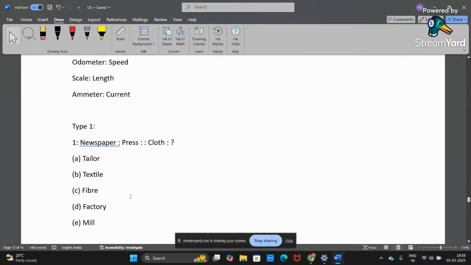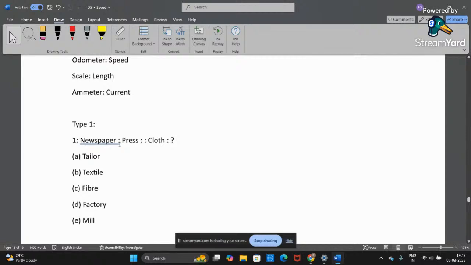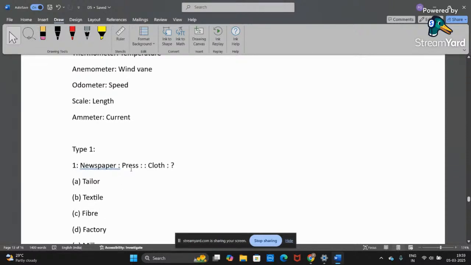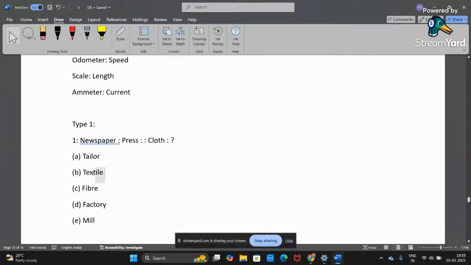In the same way, we get a newspaper from a press, right? So how do we get clothes? From textile. For this, textile will be the answer.